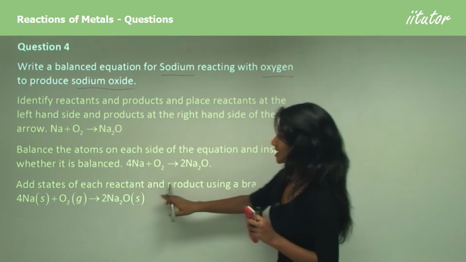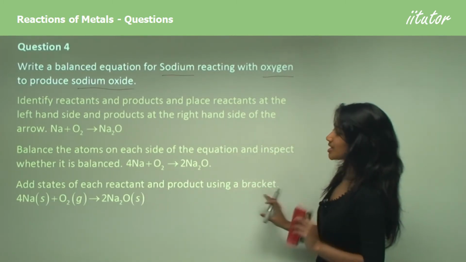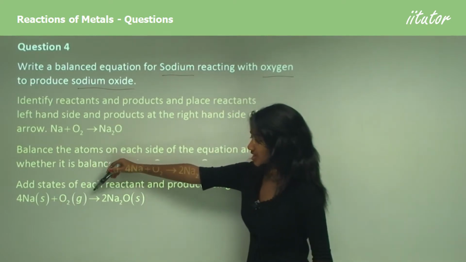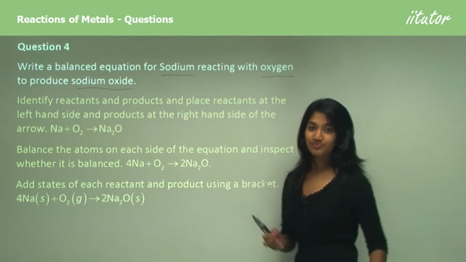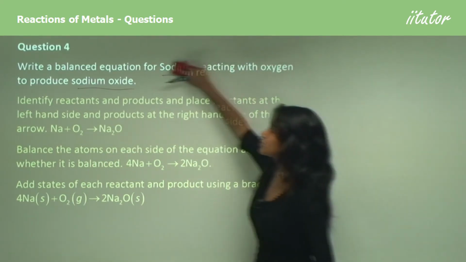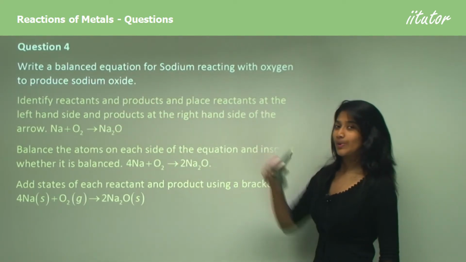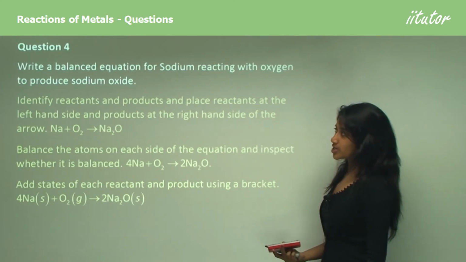Now, state each of the reactants and products using a bracket. So here we have states written: solid, a gas, and a solid. So you should be able to write the states as well, because it's asking for a complete equation. Now moving to question 5.